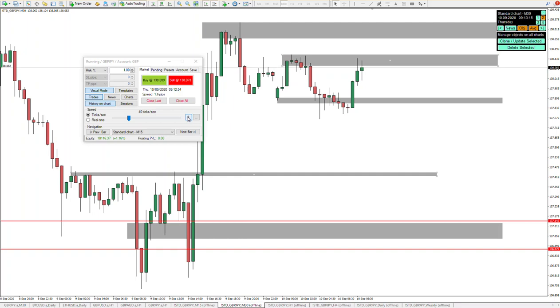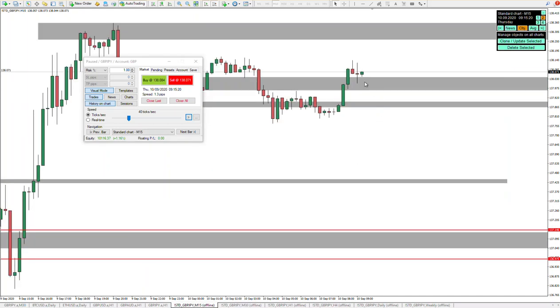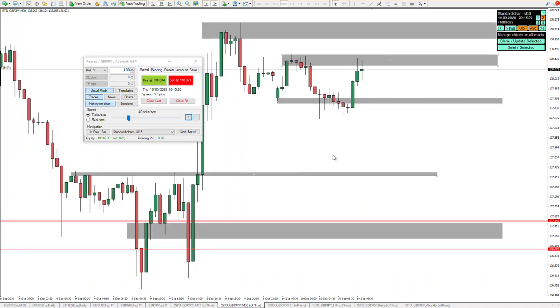$12, $13, $14. Okay, M15 closed like a doji, a write-off candle with a lower high and a lower low compared to the previous candle. We can't do anything here, not at all. M30 did not close yet. We now start in the second half of the M30. We can't buy, we can't sell.